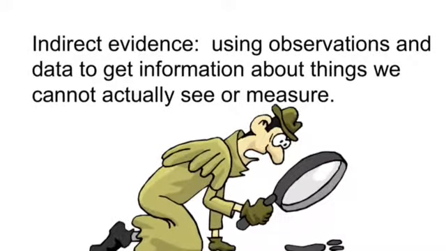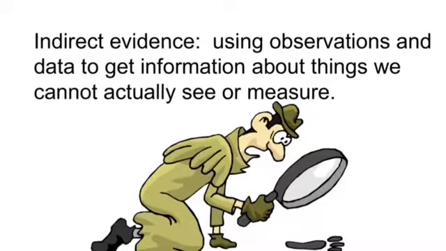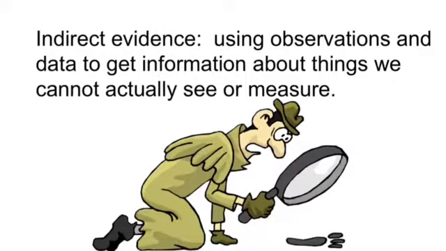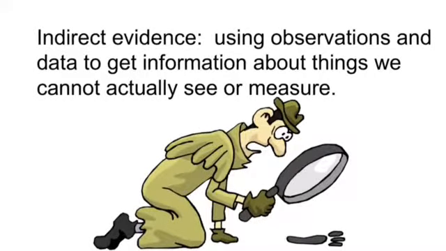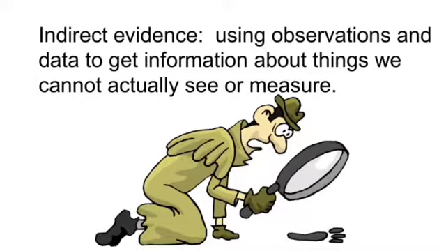Indirect evidence is when we make observations about things that we can see or measure, and then use that to figure out things that we can't actually observe, either because it's too far away, too big, or too small for us to actually see it.